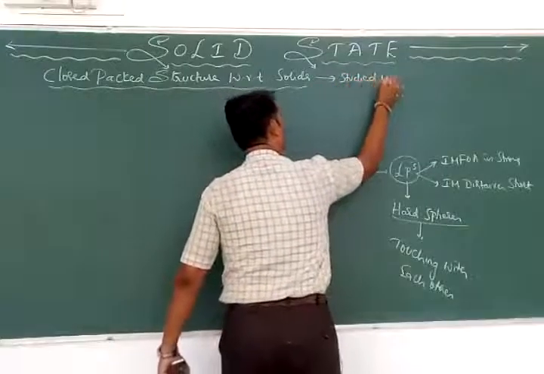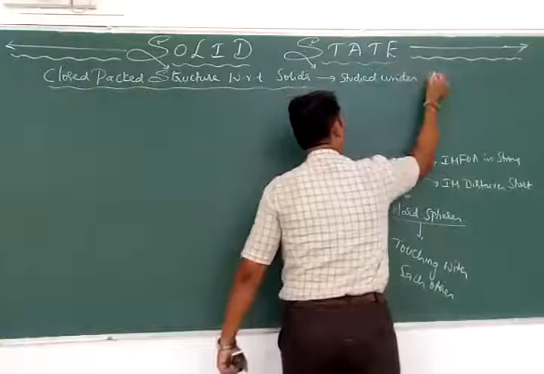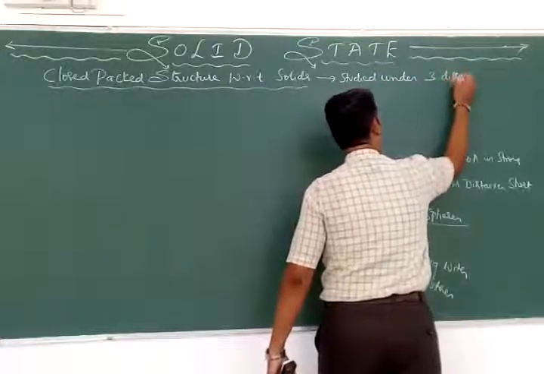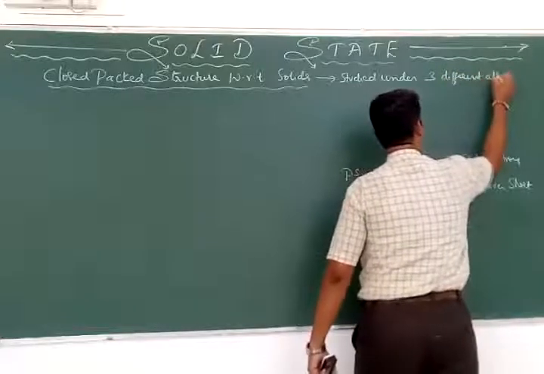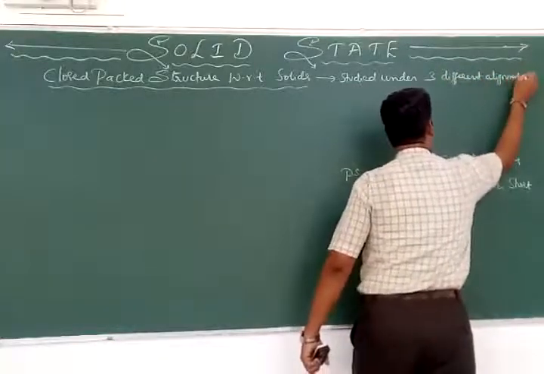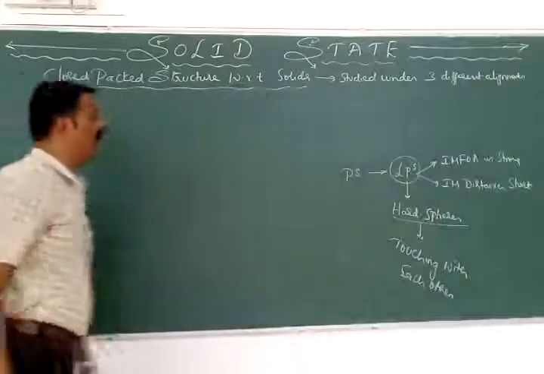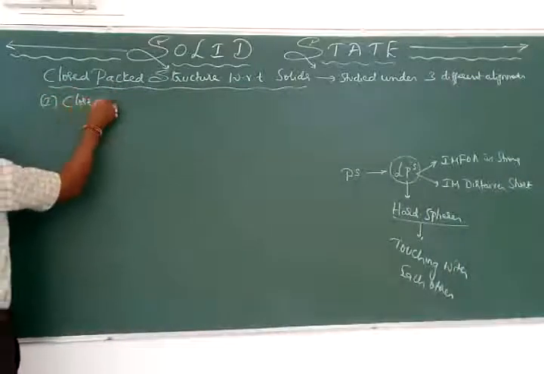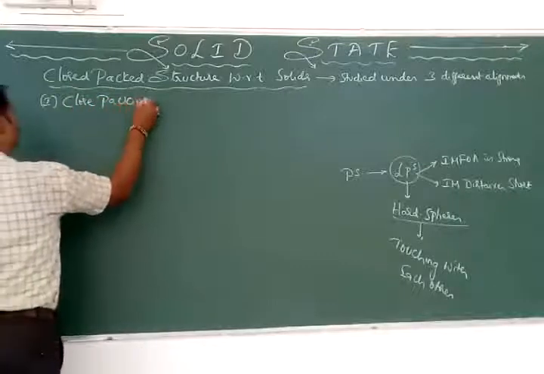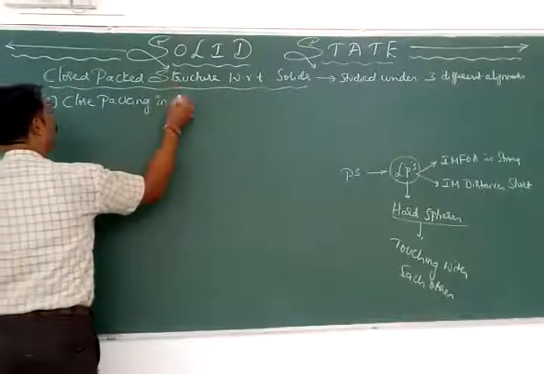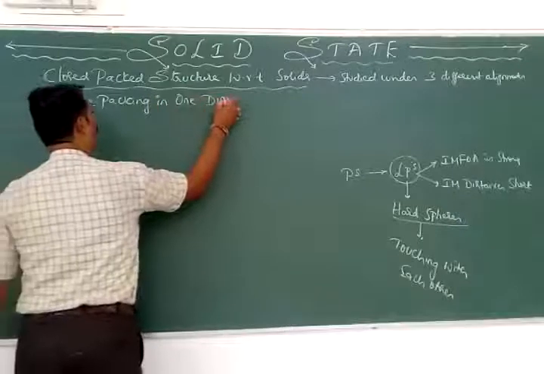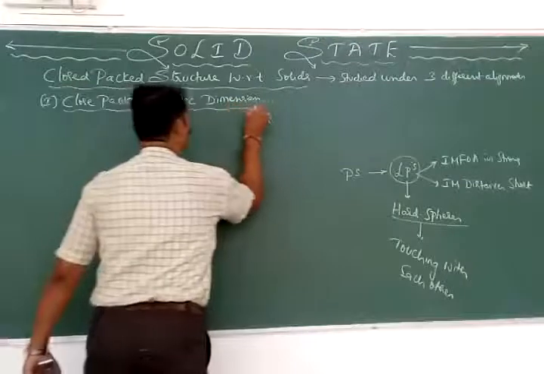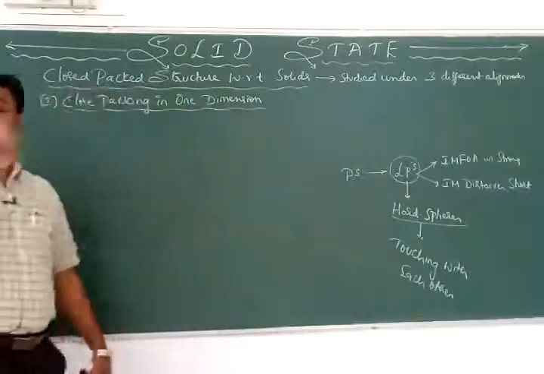Let us see, this can be studied under three different alignments or directions, which we also call dimensions. Let us have the first one. Close packing arrangement in one dimension. First we will have what? Close packing arrangement with respect to only one dimension.